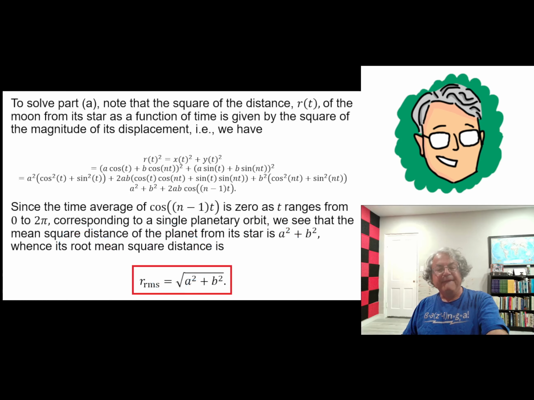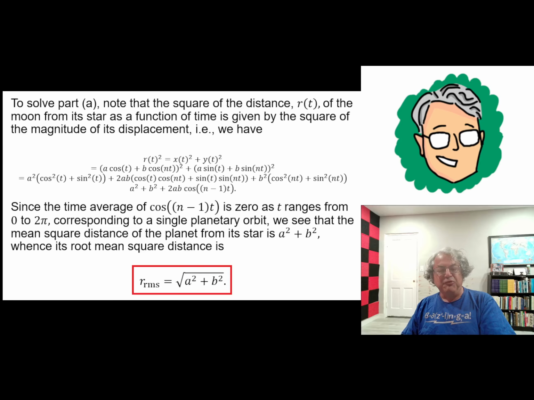Part A is probably the easiest. All we have to do for part A, to get the root mean square distance, is first calculate the mean of the square, r of t squared. And that's pretty easy because we have formulas for x of t and y of t, we just plug them in. And you know by the Pythagorean theorem that r squared is equal to x squared plus y squared. So you just do the algebra here, and you get a lot of trigonometric simplification when you do this.